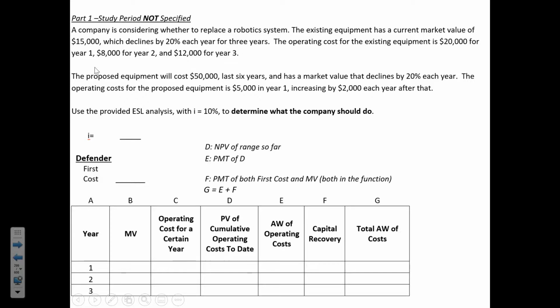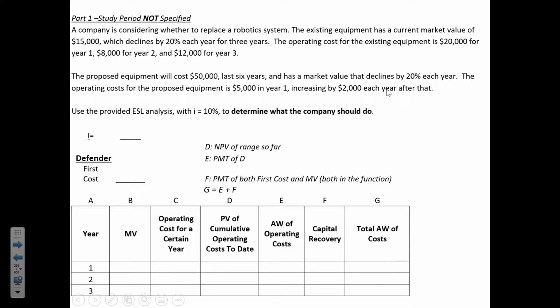that is our Defender, and we're going to do the similar thing, a separate economic service life analysis for the Challenger. So you'll use the same template just below it on the same page. It has a first cost of $50,000, lasts for 6 years, and then it has the same thing of the market value declining, and then the operating costs are defined.